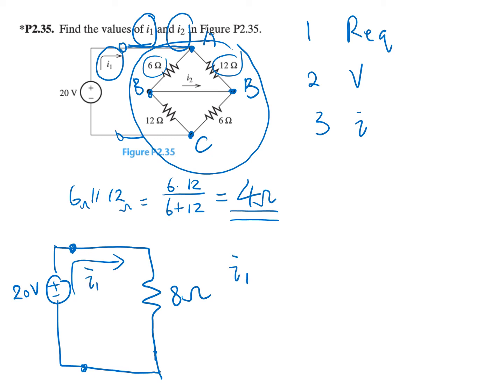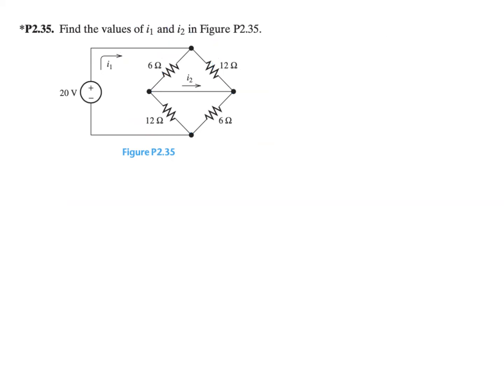And that would be easy to find I1 by using Ohm's law. So I1 is equal to 20 volt over 8 ohm. So that's equal to 2.5 amp. Now we can continue to find the value for I2. If we want to find I2, one way that we typically do in the Wheatstone bridge is to perform the KCL here. Let this be I3 and this is I4.